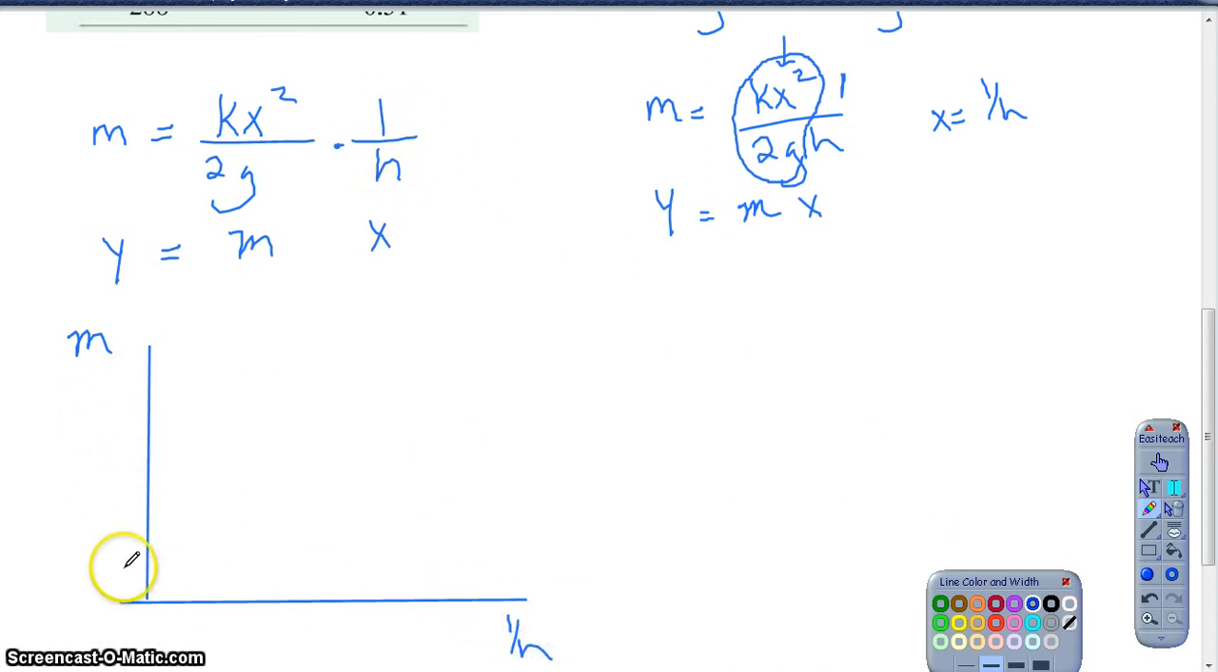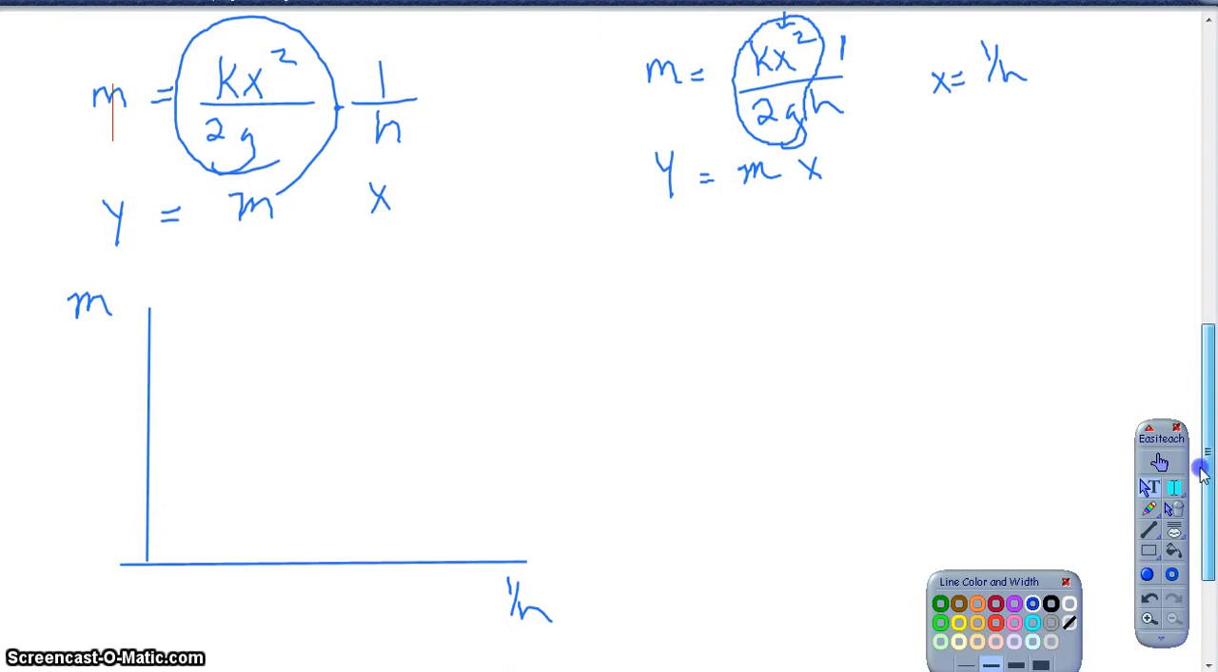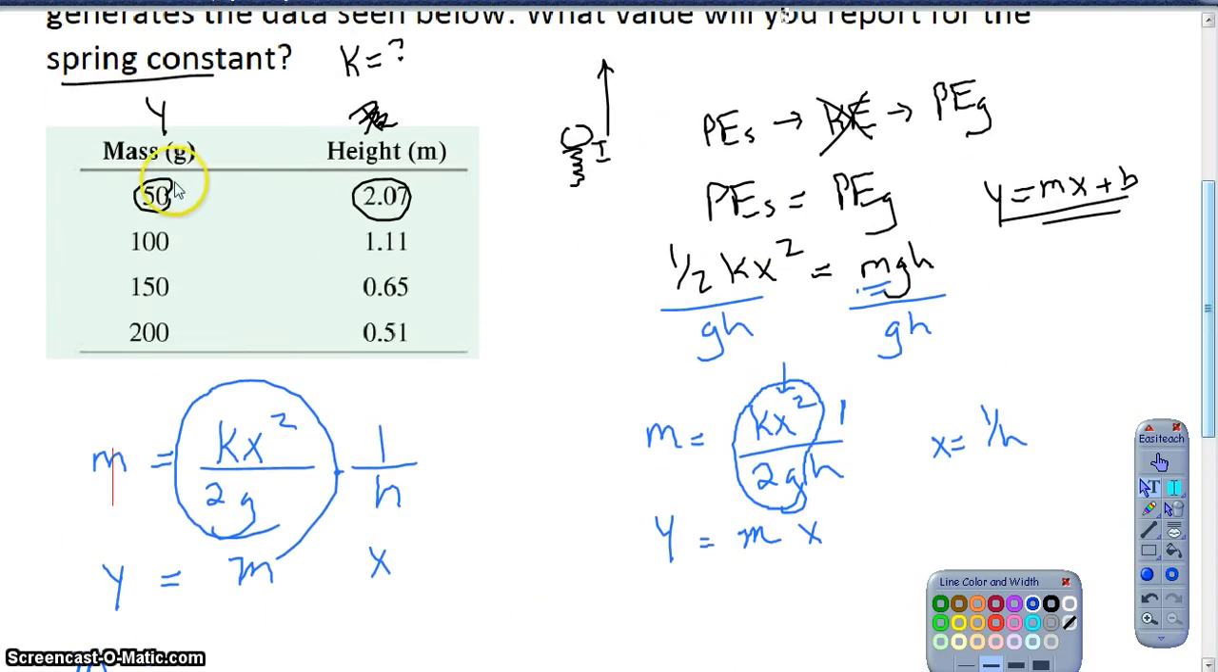So I'm going to plot my mass along the vertical axis and 1 over h along the horizontal axis, and then my slope would represent this entire value right here. To plot these points, I need to know my mass and 1 over h. They gave me my mass. Keep in mind, I do want to convert that to kilograms. So I'm going to make this 0.05, 0.1, 0.15, and then 0.2. I've converted those to kilograms. And then I actually don't want my height, I want 1 over my height.